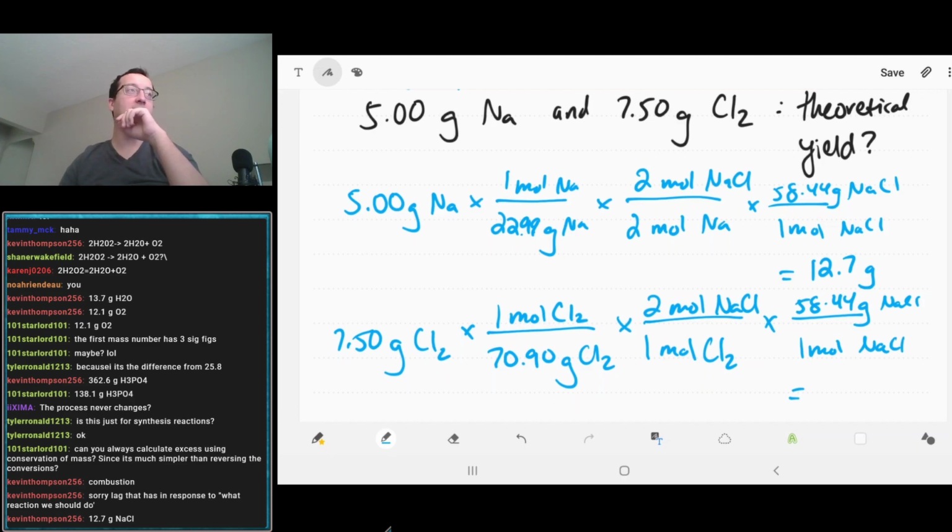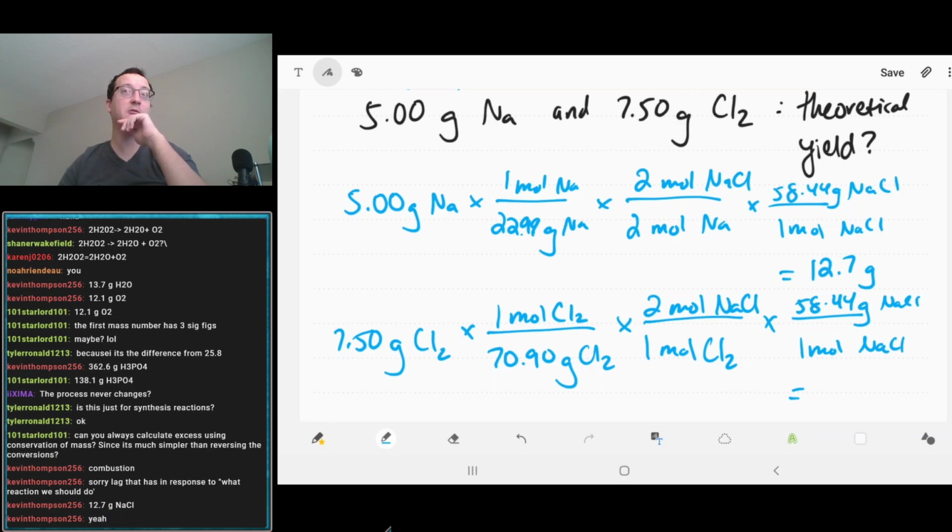12.7 is already higher than the mass of our two reactants, right? If we add up our two reactants, we're going to see that's 12.5.